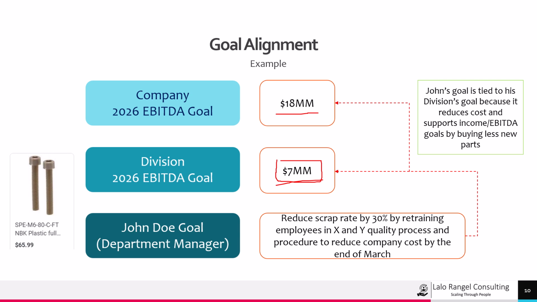In this case, the goal that John Doe identified was to reduce scrap rate by 30% by retraining employees into specific quality processes and procedures to reduce the company cost by the end of March.